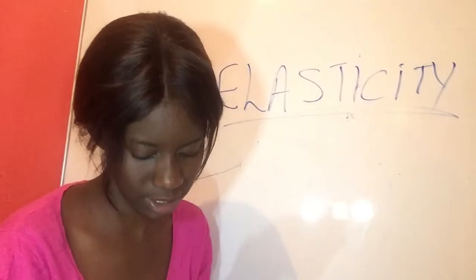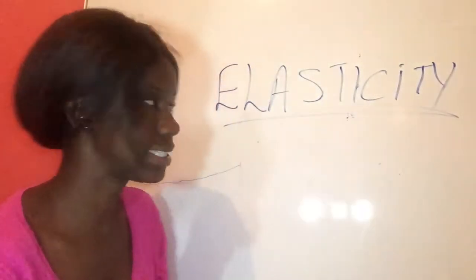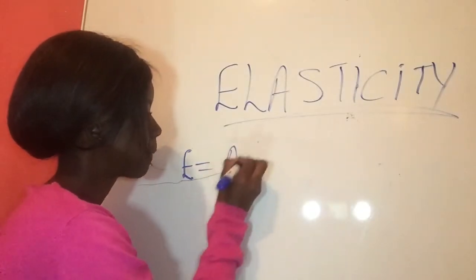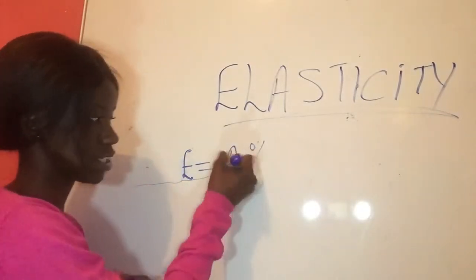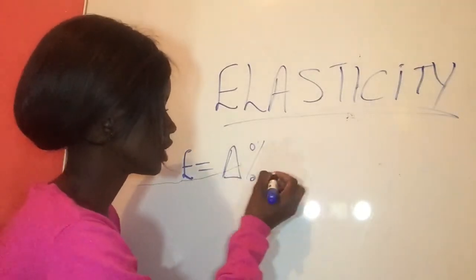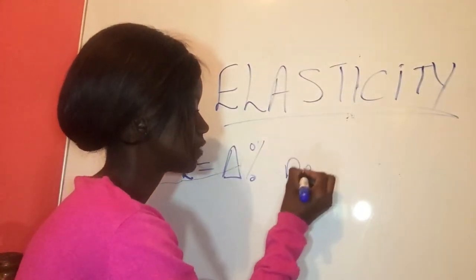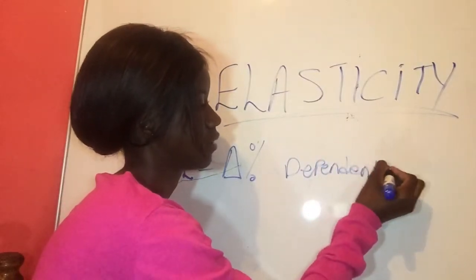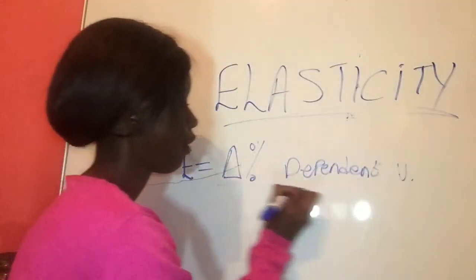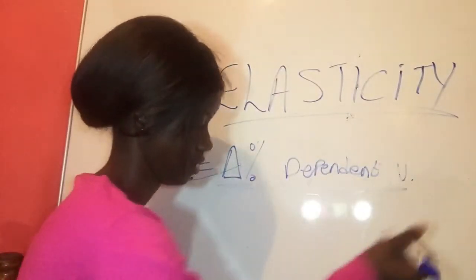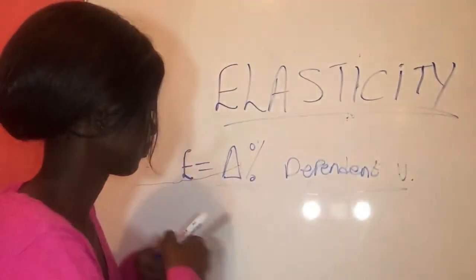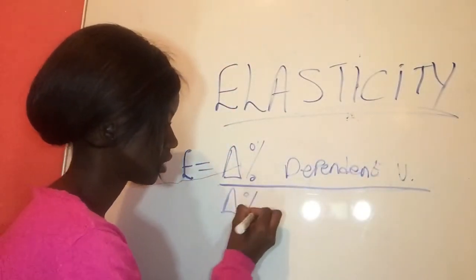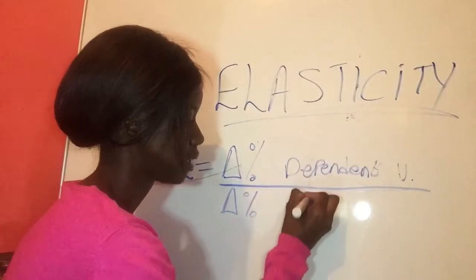So the formula, let me just get a marker. The formula for elasticity is: elasticity is equal to percentage change, so this triangle just represents change, percentage change of the dependent variable, over percentage change of the independent variable.